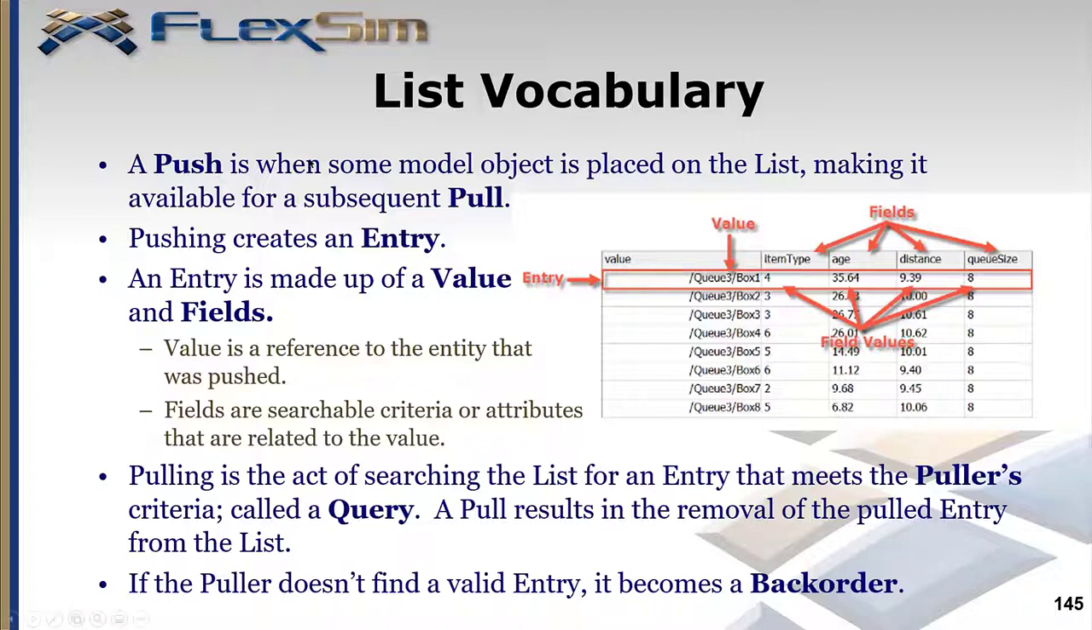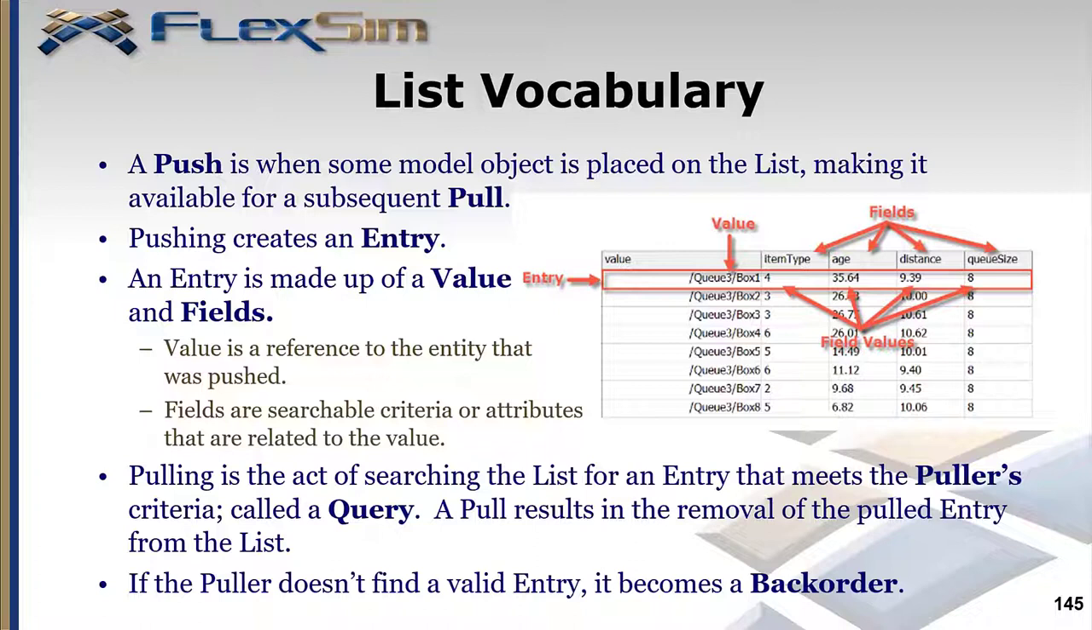So pushing and pulling are how we interact with the list. On the one hand, you have one entity that gets pushed onto the list, and that creates an entry with a value and a set of fields. On the other side of the list equation, we have something that is pulling. When we say that we are pulling from a list, that means some other entity in the model is searching the list for an entry that meets that puller's criteria.